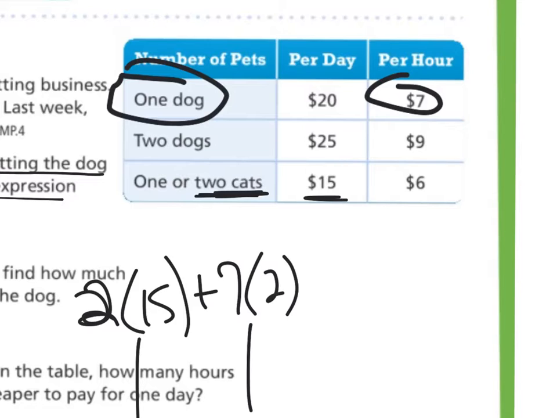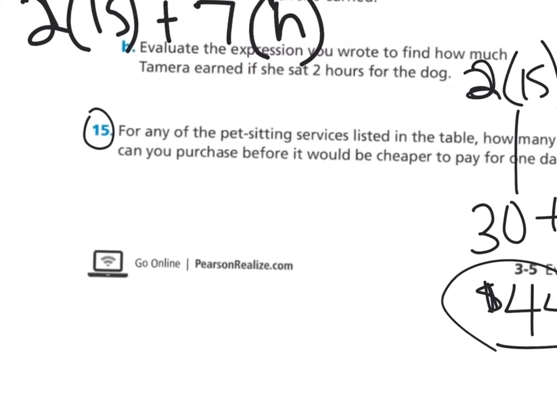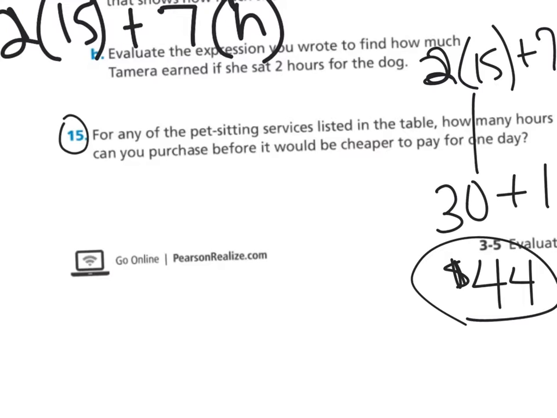2 dogs, 1 hour is $9, 2 hours would be $18, 3 hours is $27, which is then more than the $25 a day. So how many hours could you purchase before it would be cheaper? That would be 2 hours then. 2 hours, it would still be cheaper. 3 hours, it's not cheaper anymore.